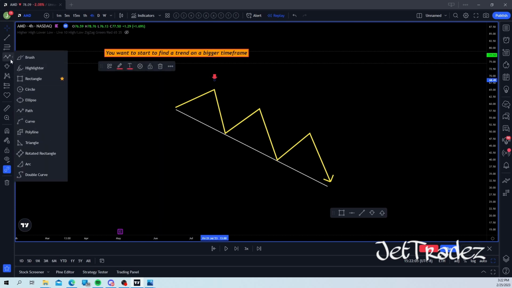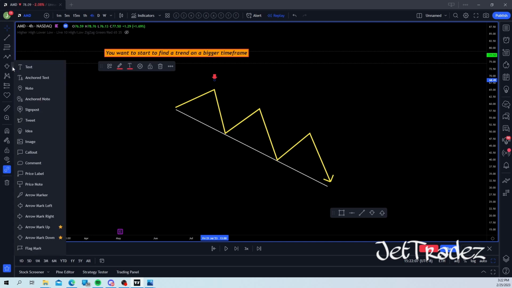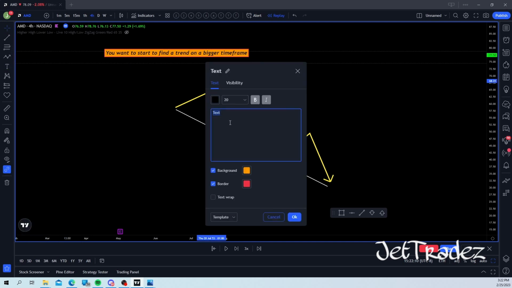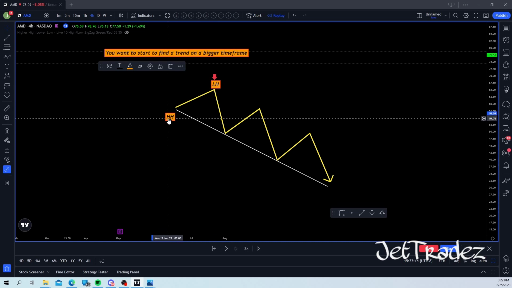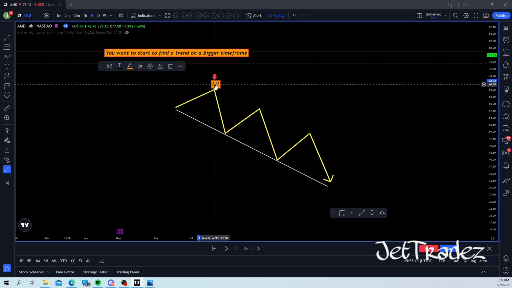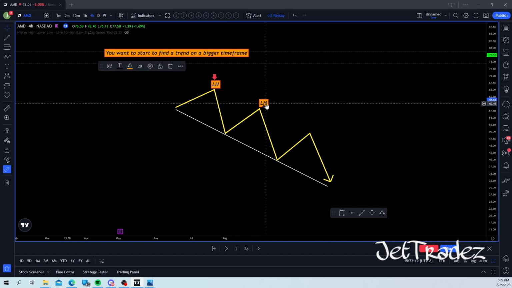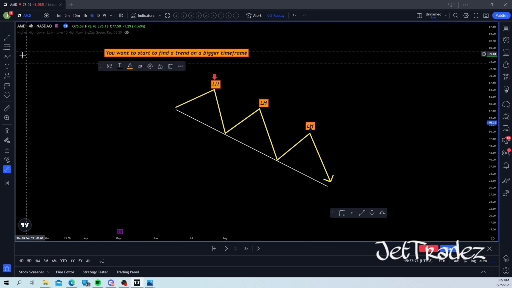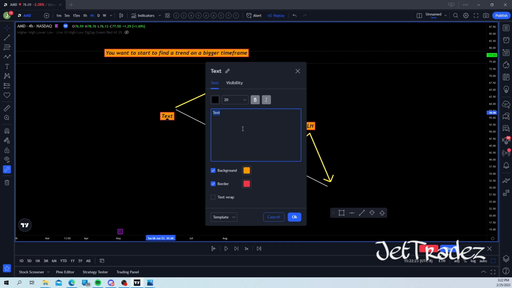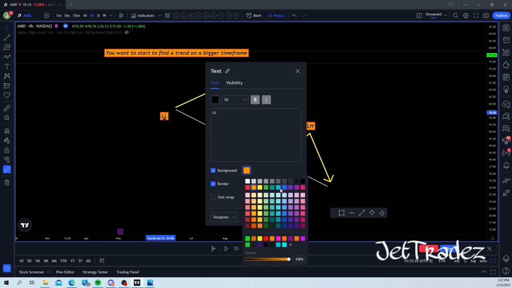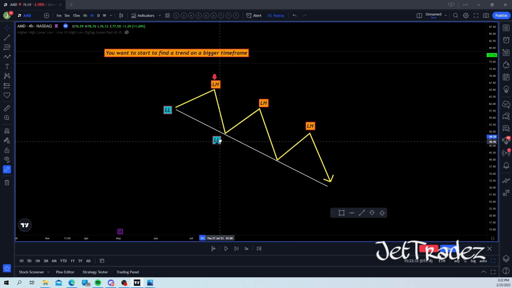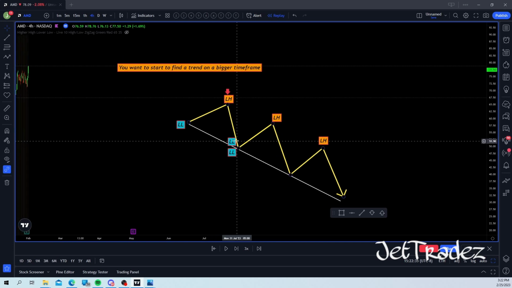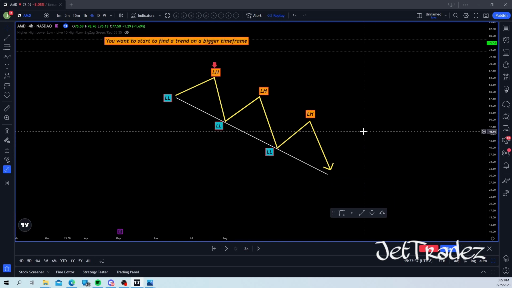You create a lower high right there. Let me get the text box again. LH, lower high. Lower high there, and a lower low at the bottom. It's going to be an LL, lower low. We could put this in the bluish color. Lower low, lower low again. And it's going to be the same thing we said on the other side.